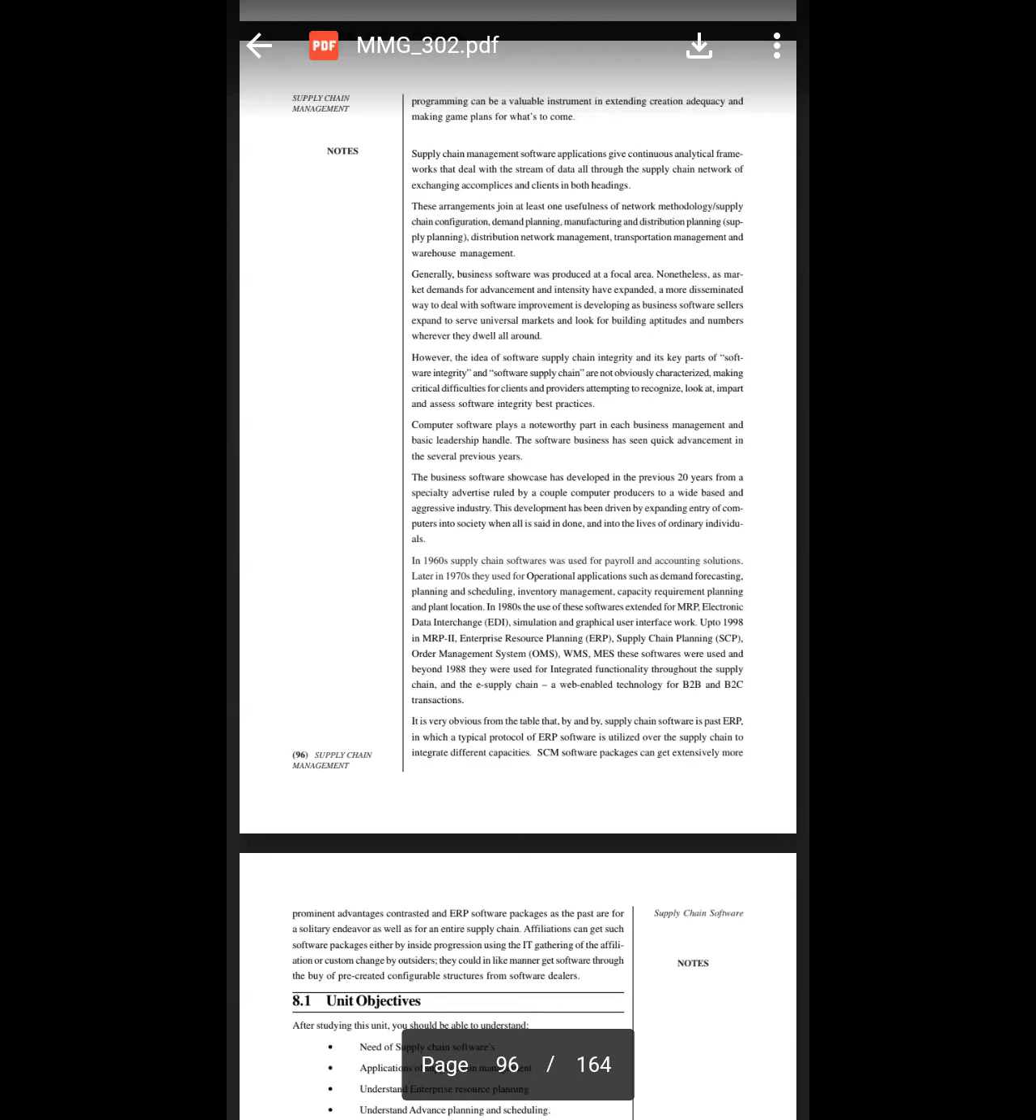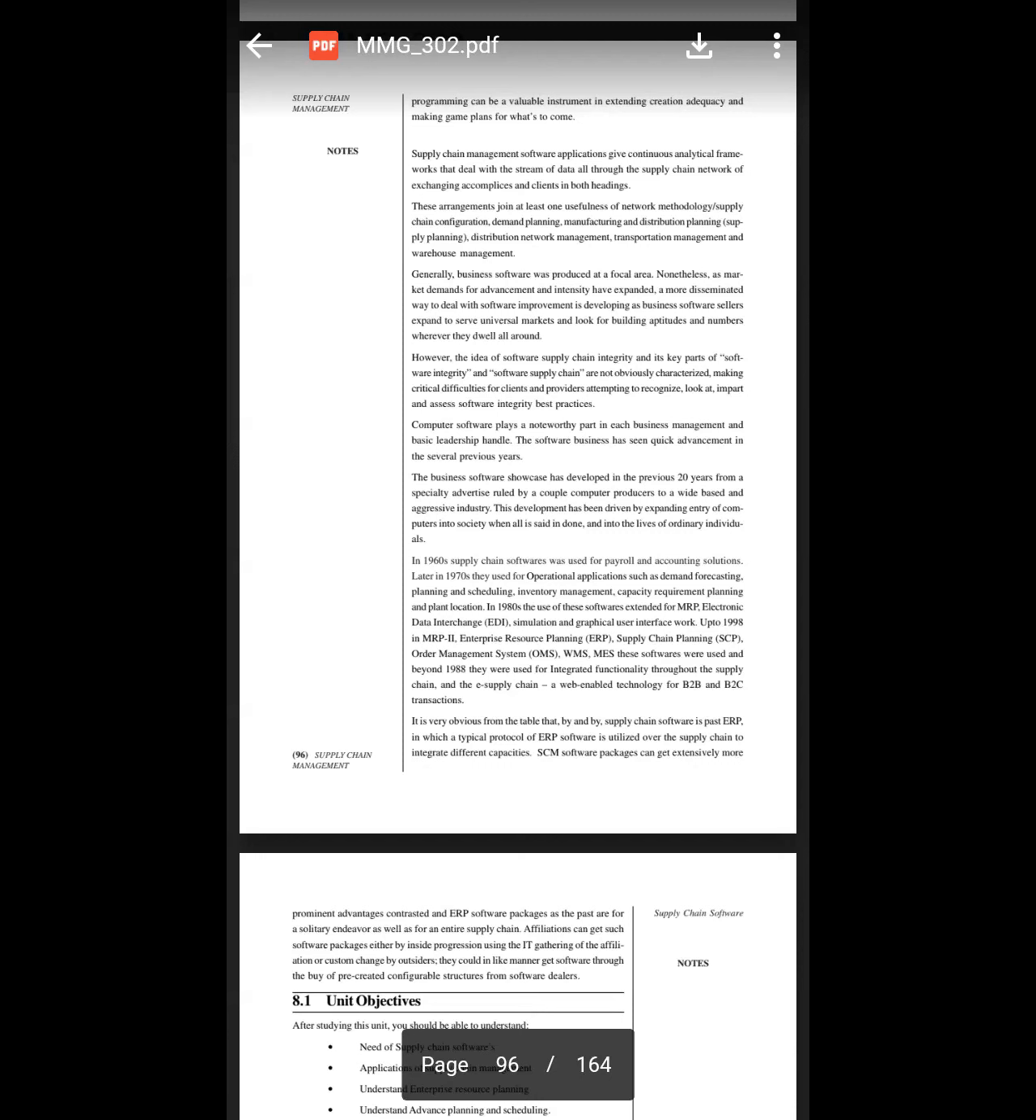In the 1980s it played a major role in the field of MRP, material requirement planning, electronic data interchange, simulation and graphical user interface work. Up to 1998 this software was used for MRP II, enterprise resource planning, even in telework also. Then supply chain planning, order management system. Now, supply chain management application categories. There are a few categories which they have given.